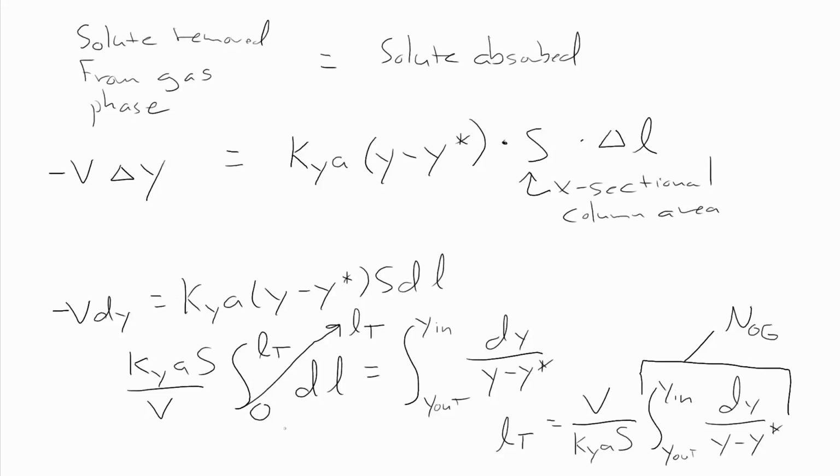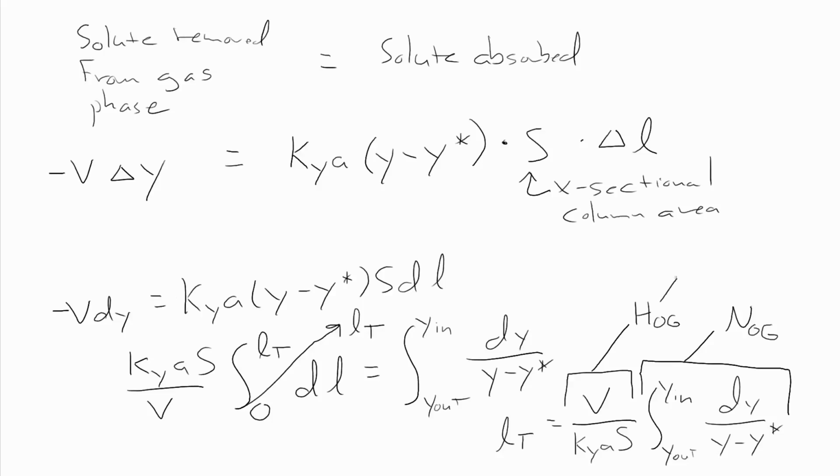It's possible to treat the right-hand side of this equation as the product of two terms, where the integral term is the number of gas phase mass transfer units, and the pre-term is referred to as the height of the gas phase mass transfer unit, HOG. All right, so this integral comes out dimensionless. The value here is going to be a height. You multiply the number of units times the height of a unit. You get the total height of the column necessary to accomplish a given separation.